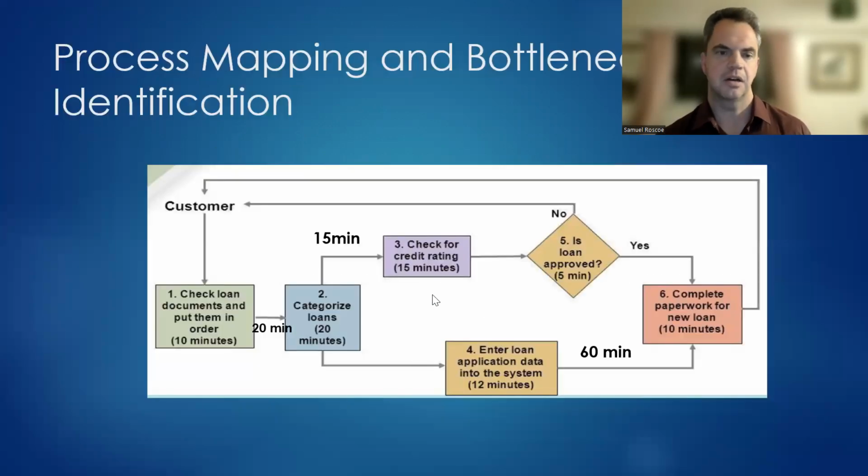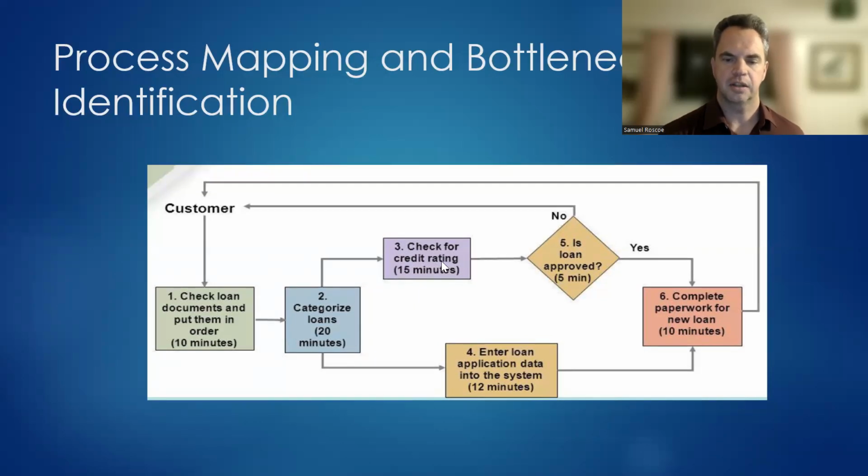So here is another example using the process mapping that I discussed in the last lecture. What we could see here is that we have a customer who is trying to get approved for a loan. The customer comes in, and the bank will check the loan documents and put them in order. That might take 10 minutes. Then you categorize the loans depending on what type of loan you're taking. That's another 20 minutes. You check the applicant's credit rating, and then you might enter the loan application data into your system. You then ask the question, is the loan approved? Yes or no. If no, you go back to the customer and tell them no. If yes, you complete the paperwork.